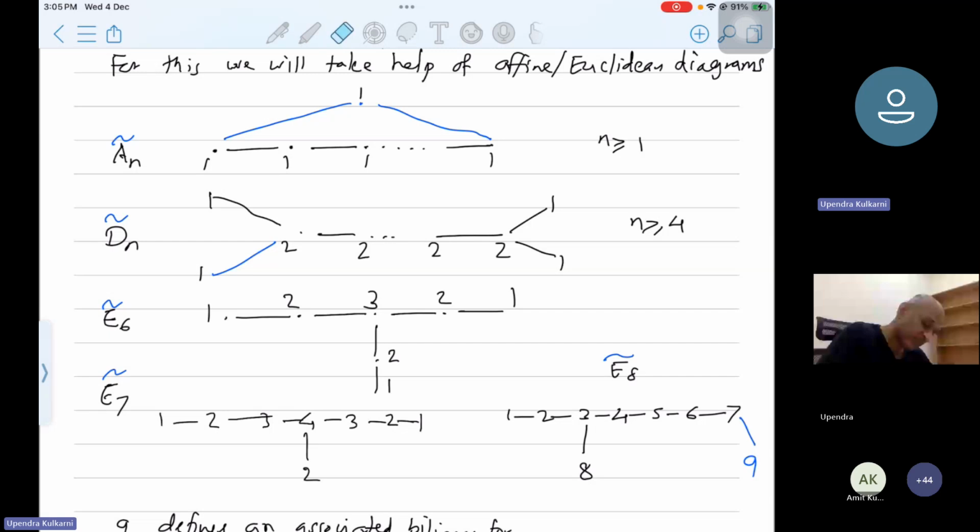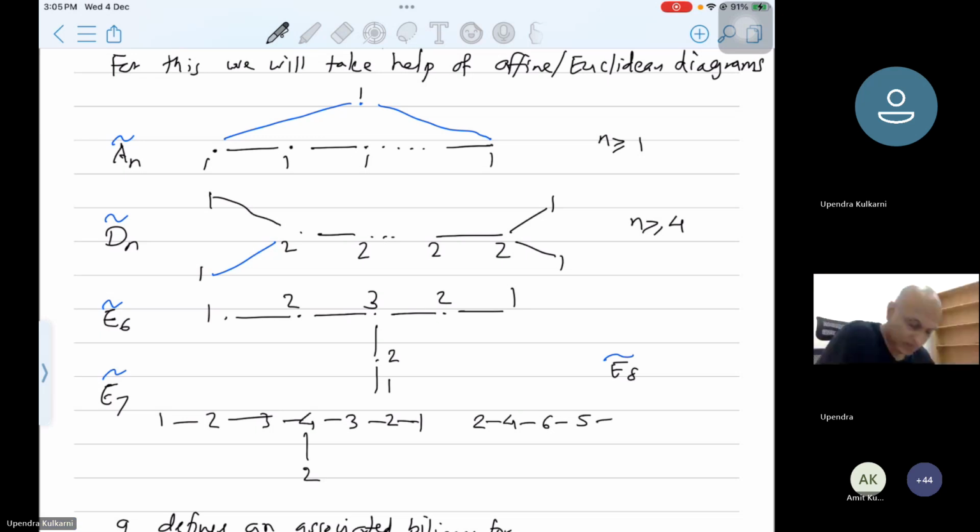And for E8 we have the following vector. Oh, this is funky. 2 4 6 5, and then 4 3 2 1, and then the 6 gets connected with 3.